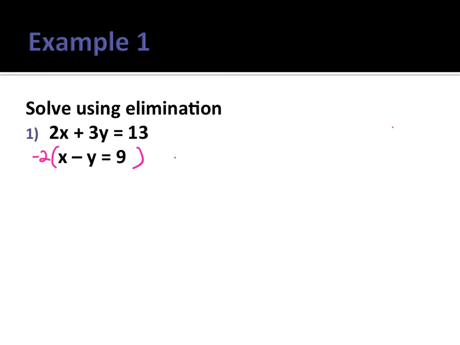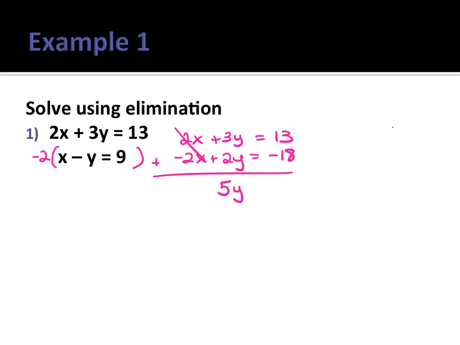So this becomes -2x plus 2y equals -18. We go all the way across. 2x plus 3y equals 13. And then I'm adding these. So the x's cancel, which was our goal. 5y equals -5. Divide both sides by 5, and y is -1.